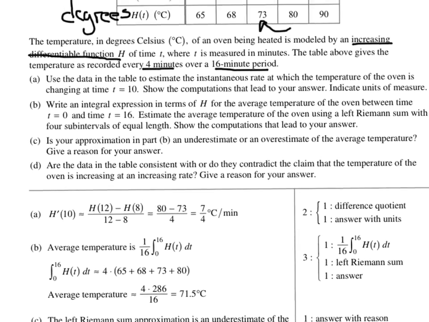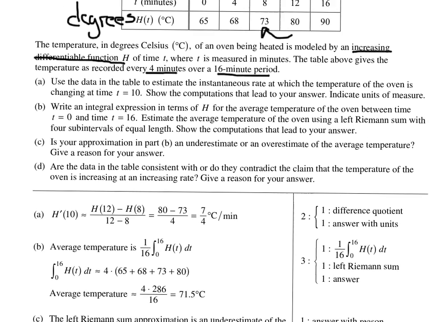Now part B says, write an integral expression in terms of H for the average temperature. Okay, so we know that's the average value between t equals 0 and t equals 16. So we know average value is the integral over the interval. So you can see here they have the interval from 0 to 16 of the function H of t all over 16. So you can see that's worth 1 point right there.